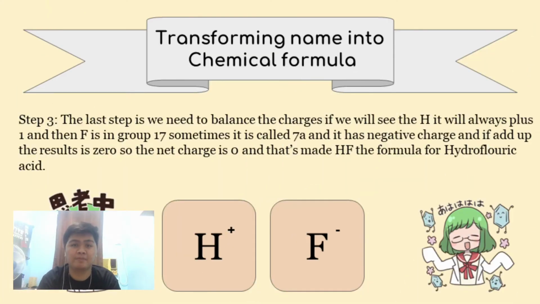The third and final step is we need to balance the charges. As we can see, H has always plus 1, and F has negative 1 charge. And if it will add up, it will result to 0. So the net charge is 0. Thus made HF the formula of hydrofluoric acid.